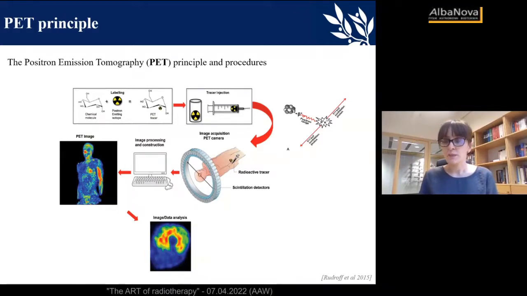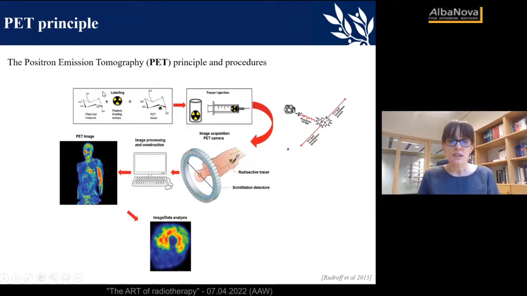What is the physical principle or the working principle of this imaging modality? Well, we can start by considering a positron emitting isotope, which could be, for example, fluorine 18. It is a beta plus emitter. And this positron emitting isotope can be combined, labeled together with a molecule that is biologically active and in which we are interested. For example, it could be glucose.